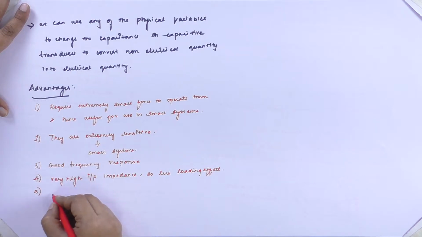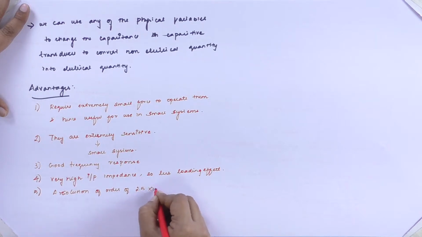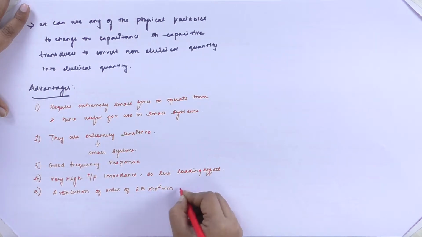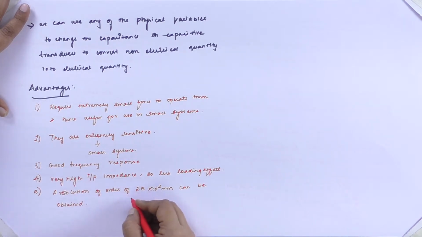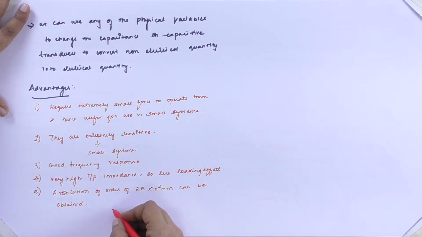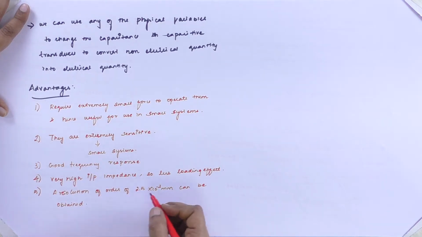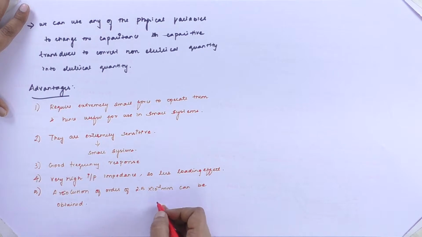And the fifth advantage is a resolution of the order of 2.5 into 10 power minus 3 mm can be obtained in a capacitive transducer. That is, minute changes in the displacement can also be measured using capacitive transducers.